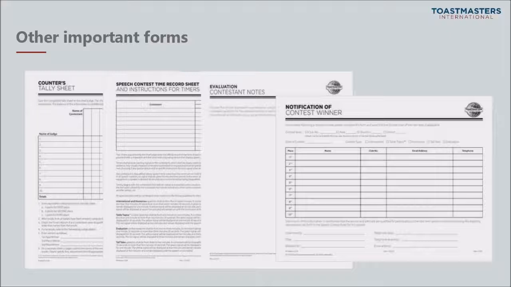Evaluation contestant notes. Please note this is in the rulebook. They must use this form to write their notes in the evaluation speech contest. They cannot use their own loose leaf or other paper. That is really critical to note because it is in the rulebook, which means it is part of the protocol of Toastmasters International. And I think it is sometimes a misconception.